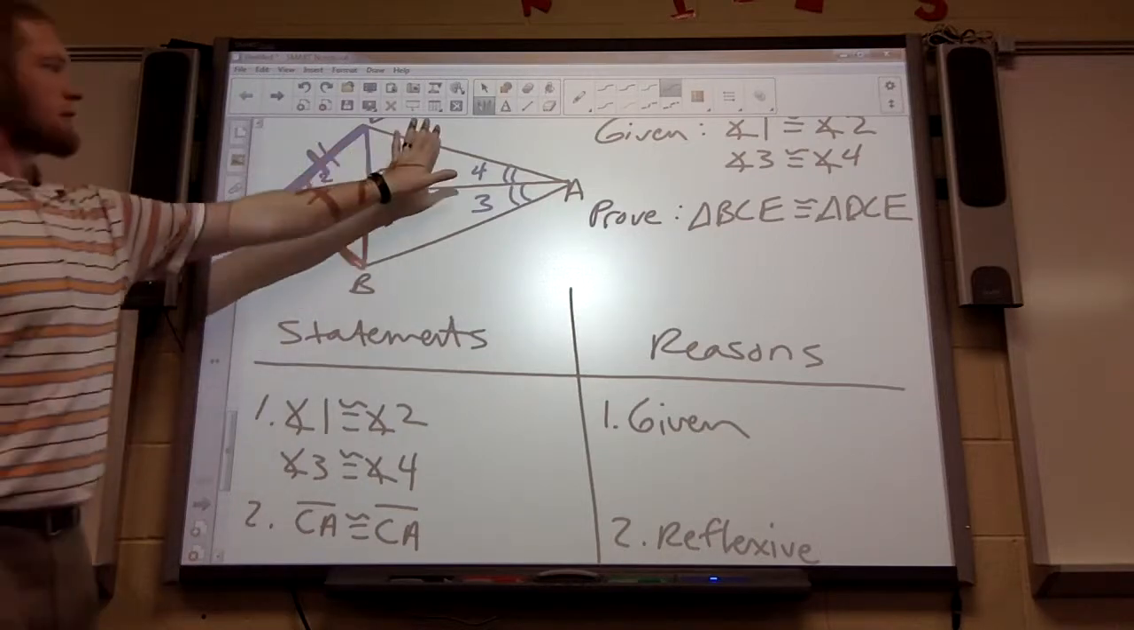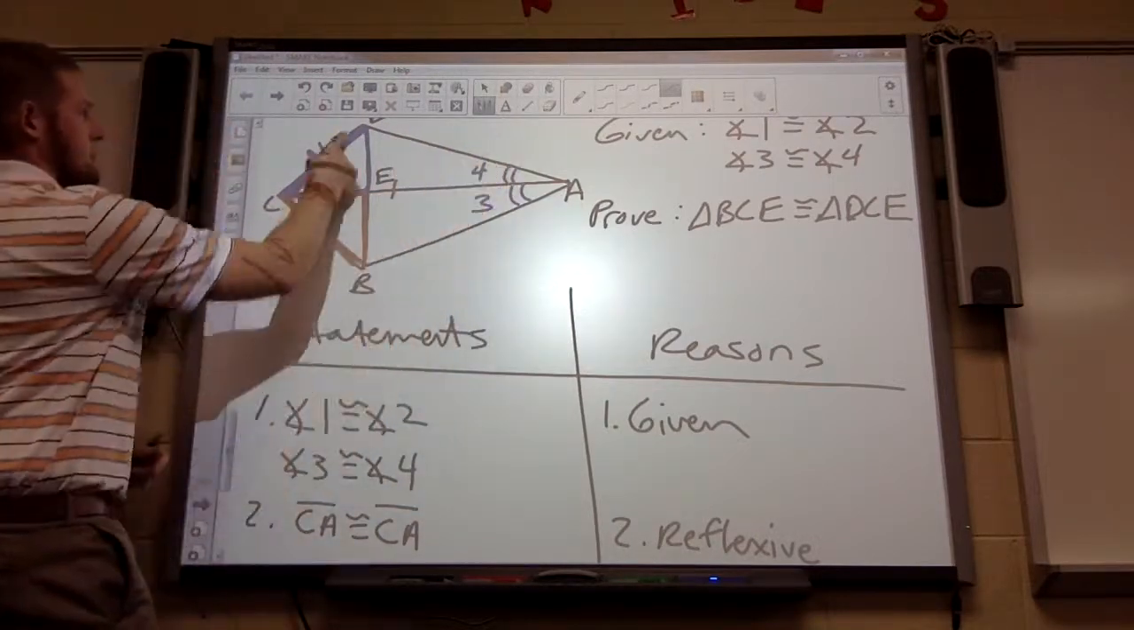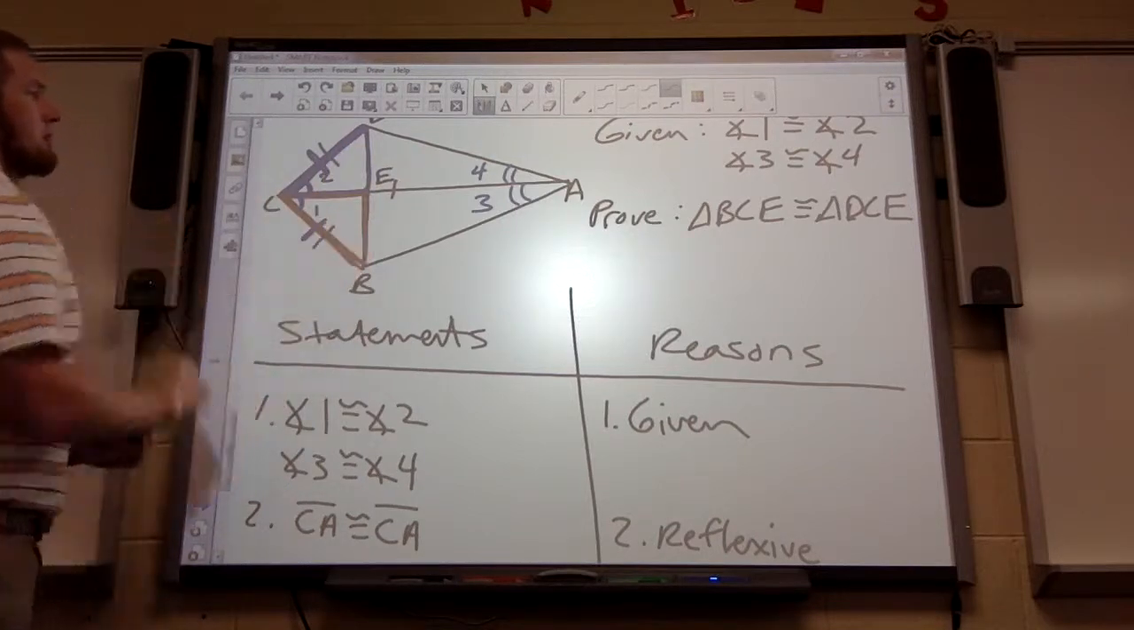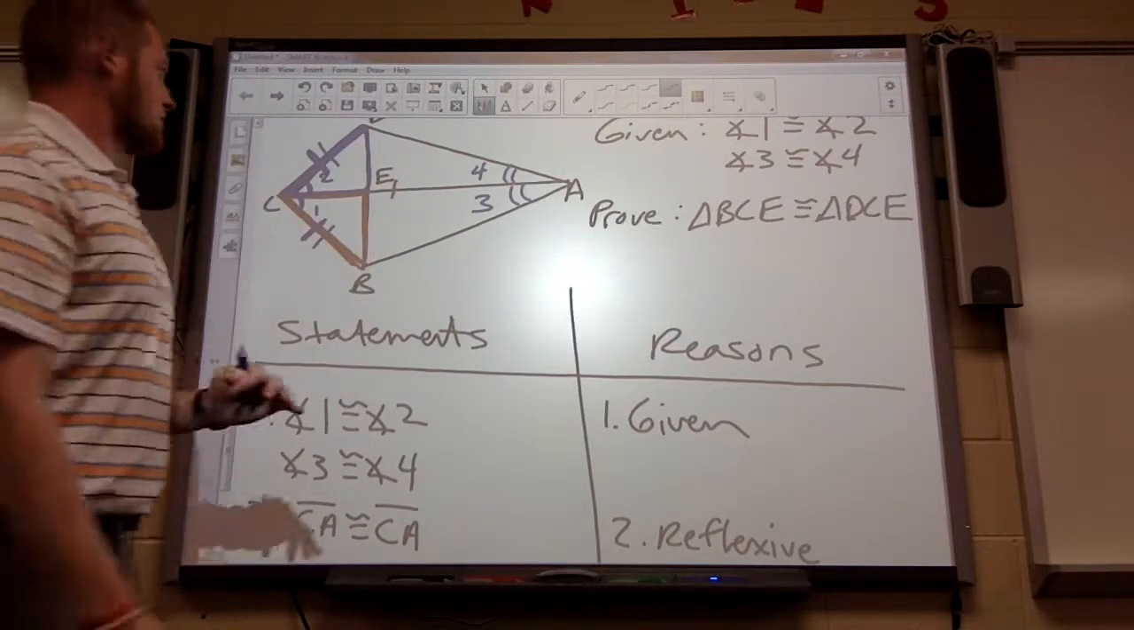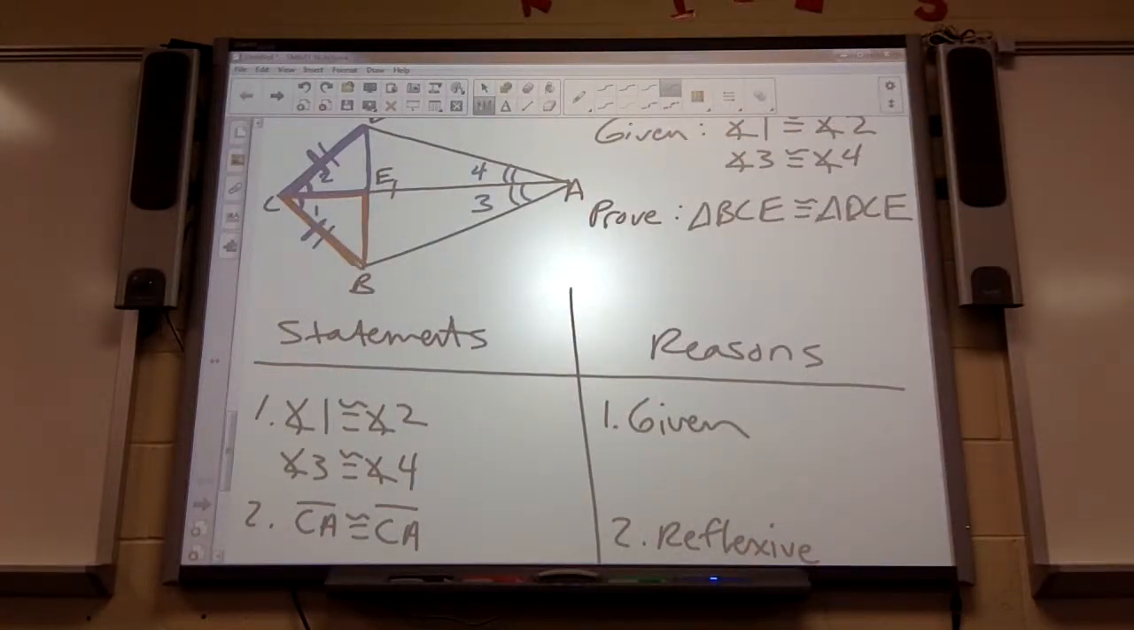We're done with the rest of this. We're done with this over here. We don't need it anymore. We used it. We're now talking about our small triangles. What do I need to know to prove these two triangles congruent? I'll give you a hint. It is reflexive. You need to give me the statement.